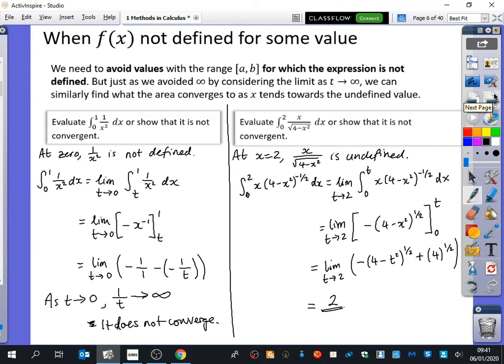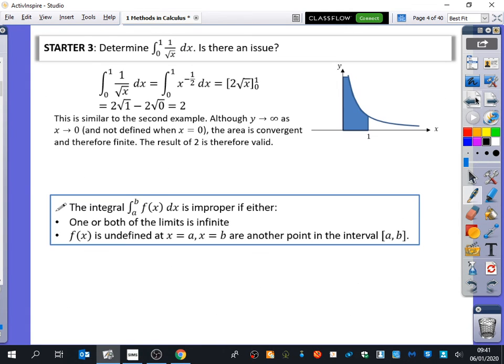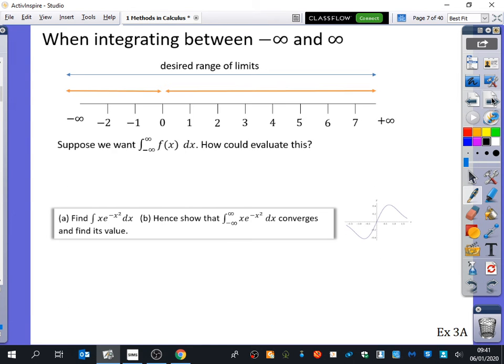So we've just got one last thing to look at, because I believe what we've done so far is we've looked at it where one of the limits is infinite. We've looked at it where it's undefined at a particular point. The only thing we haven't looked at is if both of the limits are infinite, and possibly if there's an undefined bit in between. So you just have to be careful where you do this.